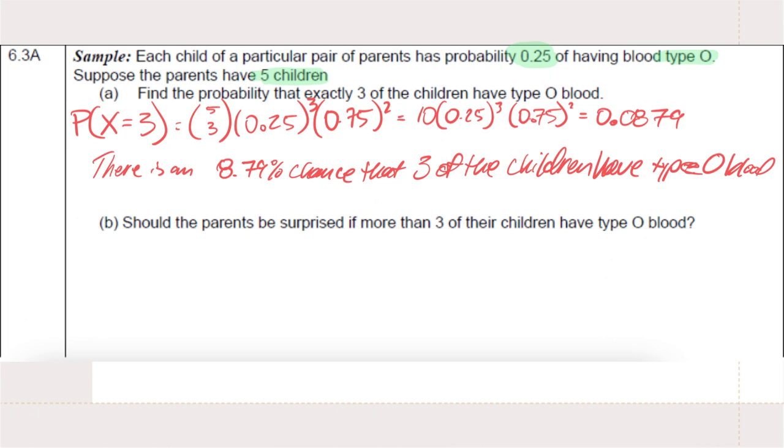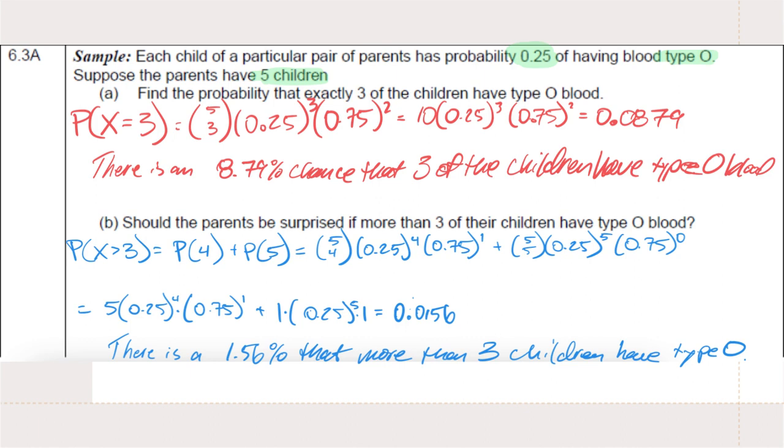When we do the maths here, we get 0.0879. In context, there's an 8.79% chance that 3 of the children have type O blood. Let's work the next example. What's the probability that more than 3 have type O blood?